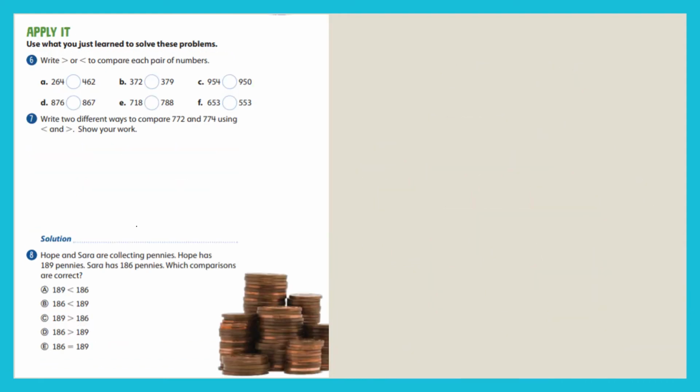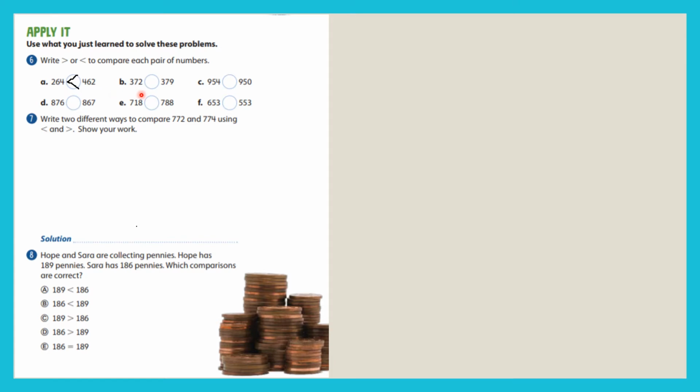All right, let's look at what we just learned. We are going to solve these problems, write the more than or less than sign to compare each pair of numbers. 264 and 462. I first need to compare the hundreds. There's 200, there's 400. I know that 400 is greater than 200. My arrow has to be open to the larger number because the alligator is going to eat the larger number. So we read 264 is less than 462.